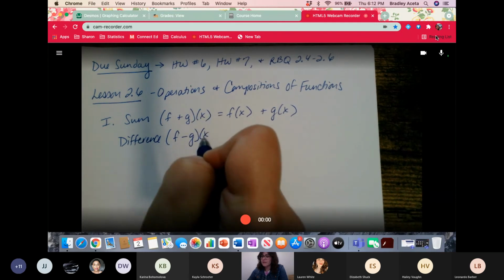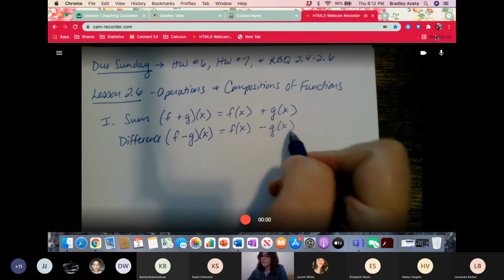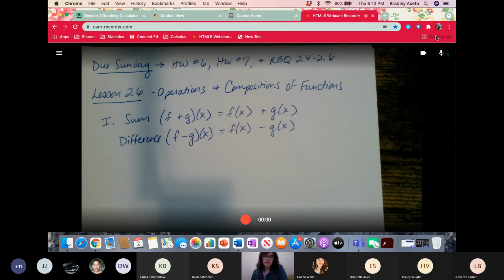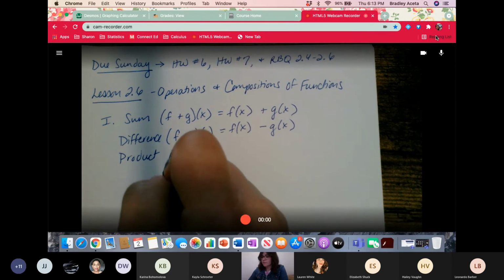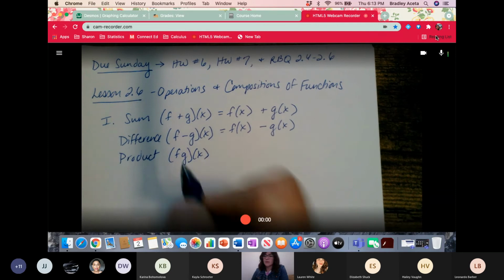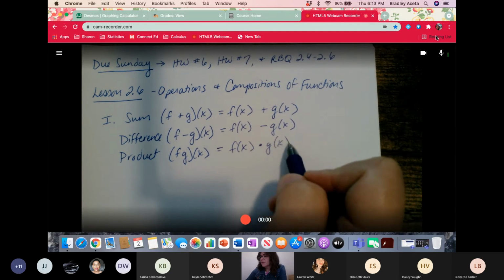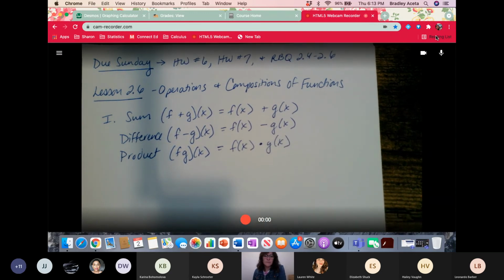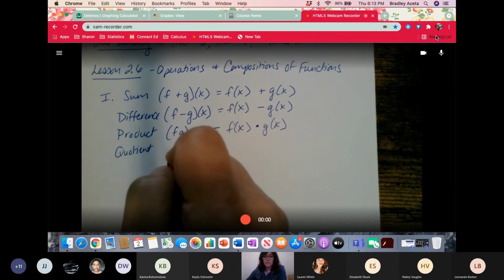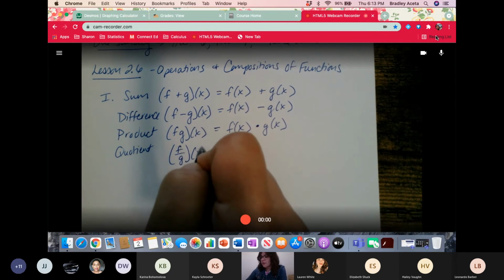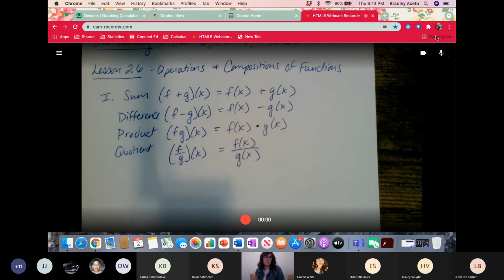There's a difference: f minus g of x. And that would be f of x minus g of x. Easy. There's also a product. fg of x. Sometimes they put a dot in between. It depends. But that means f of x times g of x. And then last but not least is the quotient, where you have f over g of x, which is your f of x function divided by your g of x function.